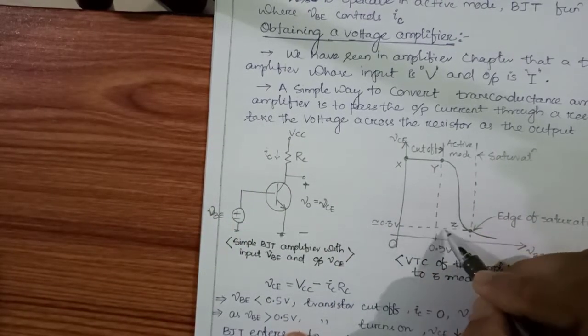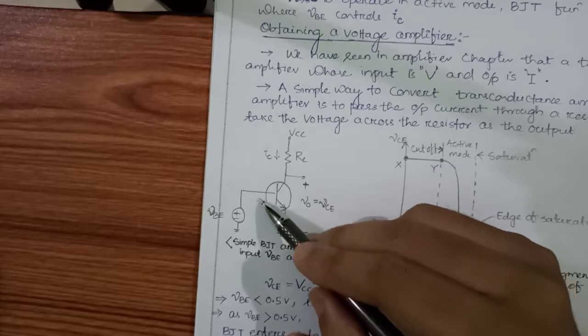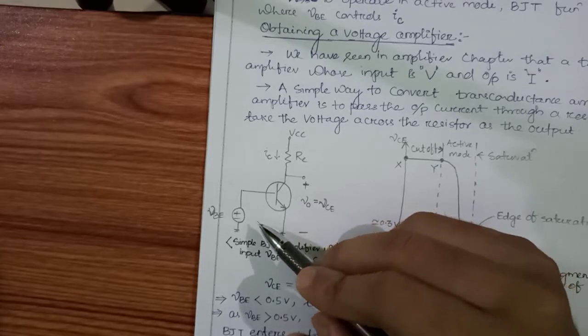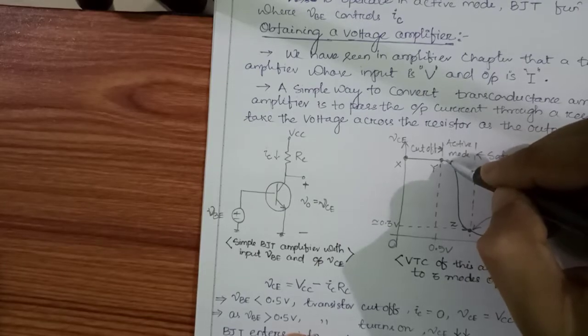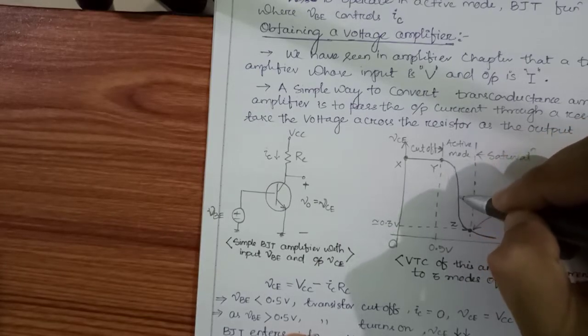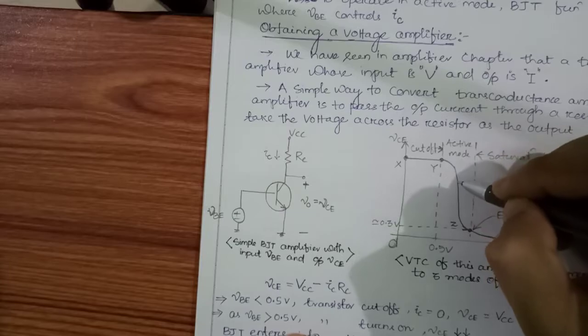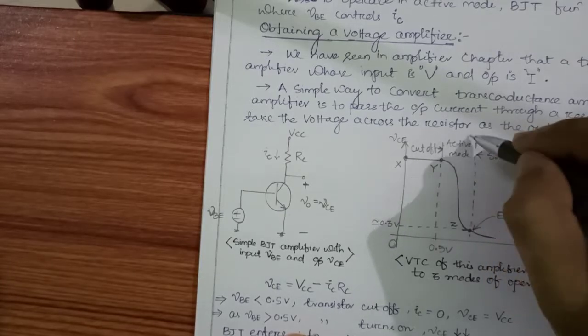As this voltage VB increases, it will become forward bias condition. As it becomes forward bias, it will enter the linear region. So in my linear region, my VCE decreases very rapidly with a slope. You see the VCE value decreases.